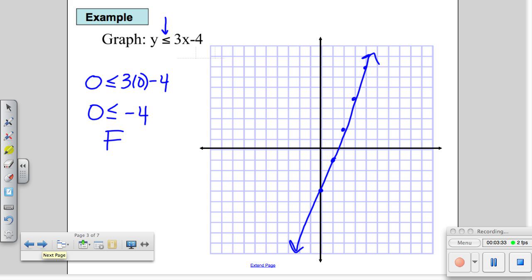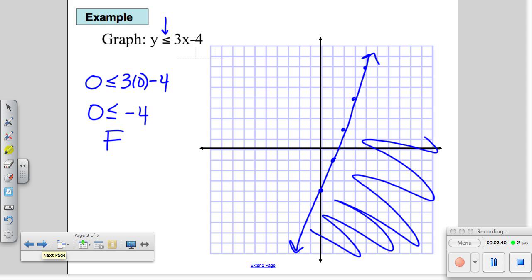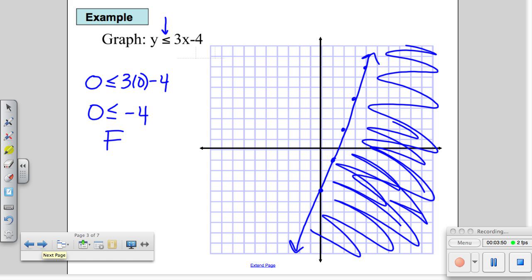That's not true. So that means I can't color where 0, 0 is. Instead, I have to color the other side. And the shaded part represents all the solutions, including the points on the line. This time we can include the points on that line because it's an equal to.